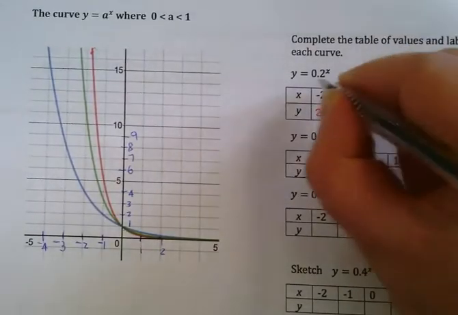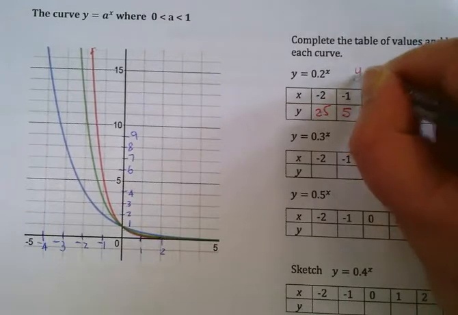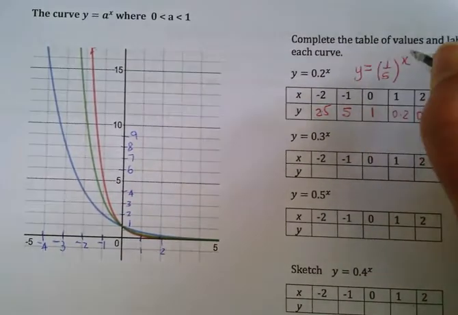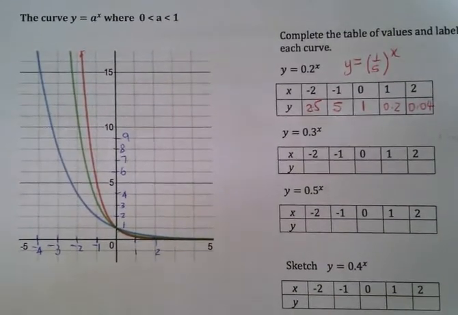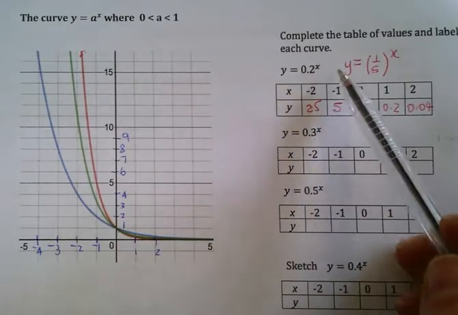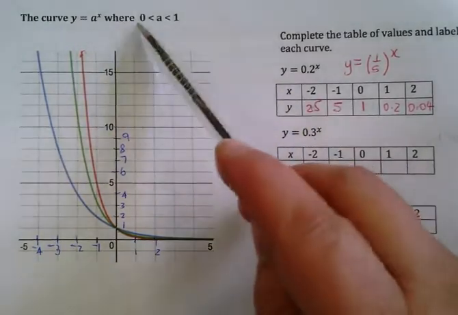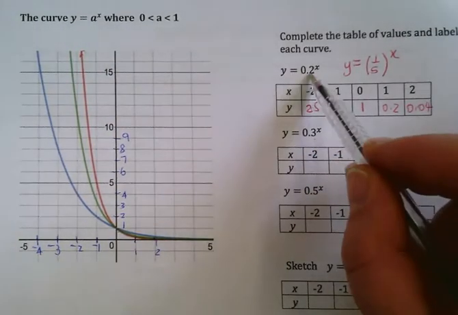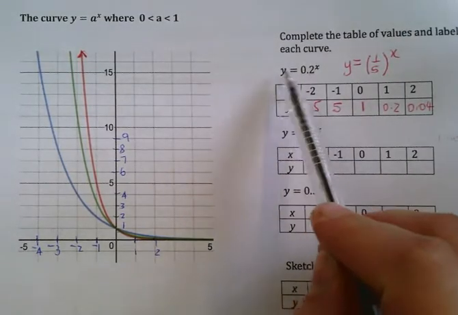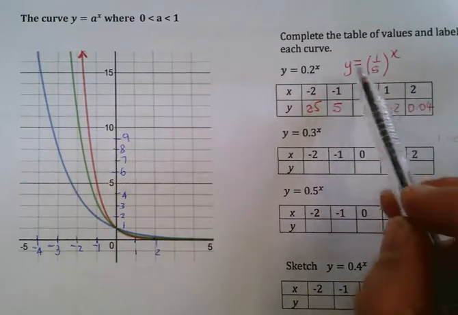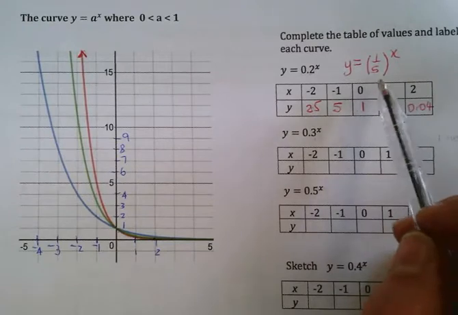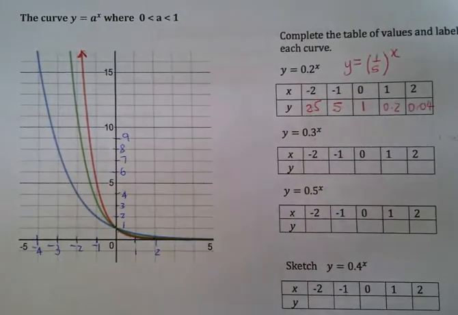But wait a sec, 0.2, because I'll tell you why. 0.2 is the fraction 1/5, is it not? So these exponential curves are different: I don't have a whole number to the power of x, I've got a fraction between 0 and 1 to the power of x. You might see the equation written like this, y equals 0.2 to the power of x, or like this, y equals 1/5 to the power of x, since 0.2 is the same as 1/5.